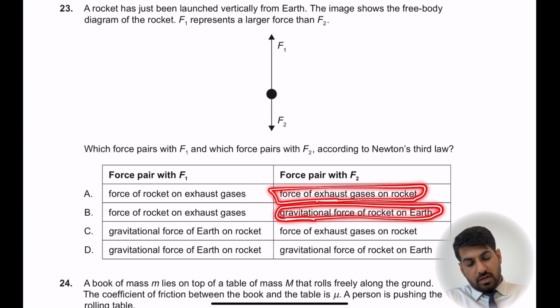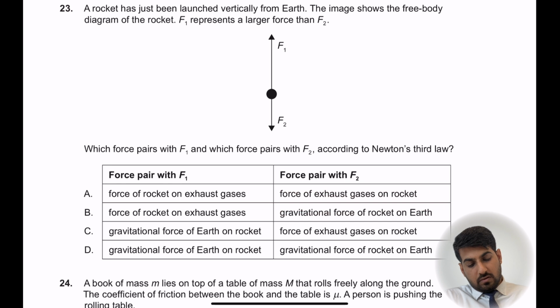Gravitational force of the rocket on the earth, force exerted on rocket, and gravitational. So we know that the downward force is nothing but the gravitational force only, guys, right? So gravitational force is nothing but the weight. So F2 is the weight, that is gravitational force, either option B or D. So A and C are incorrect. Now F1 is greater because it is moving upward because of the thrust provided by the exhaust gases. So option B is the right answer.